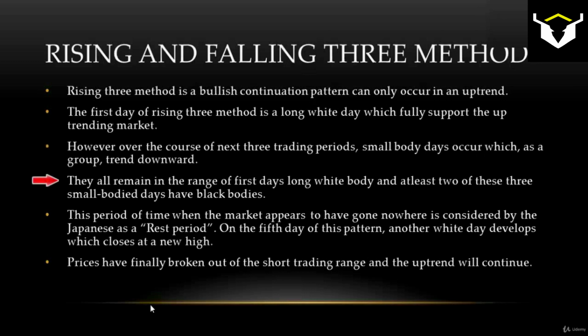They all remain in the range of the first day's long white body, and at least two of these three small-bodied days have black bodies. This period of time when the market appears to have gone nowhere is considered by the Japanese as a rest period. On the fifth day of this pattern, another white day develops which closes at a new high. Prices have finally broken out of the short trading range and the uptrend will continue.